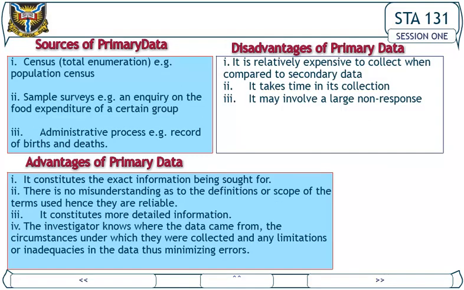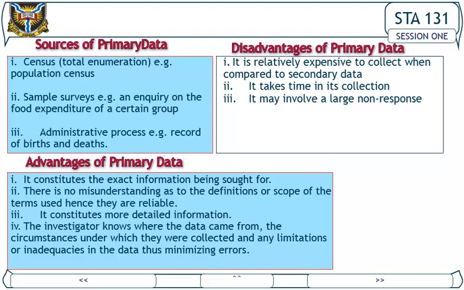Sources of primary data. 1. Census, total enumeration, e.g. population census. 2. Sample surveys, e.g. an inquiry on the food expenditure of a certain group. 3. Administrative process, e.g. record of births and deaths. Advantages of primary data. 1. It constitutes the exact information being sought for. 2. There is no misunderstanding as to the definitions or scope of the terms used, hence they are reliable.